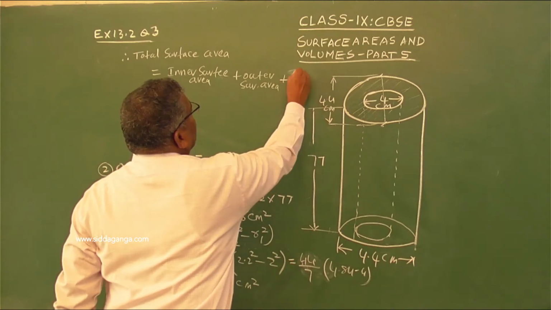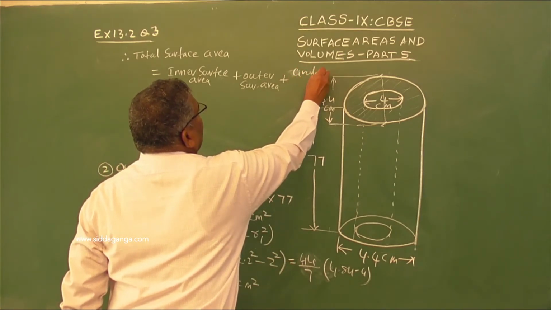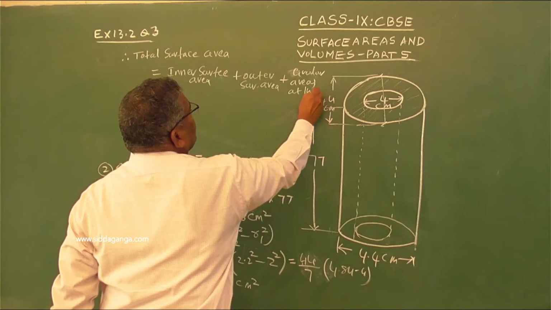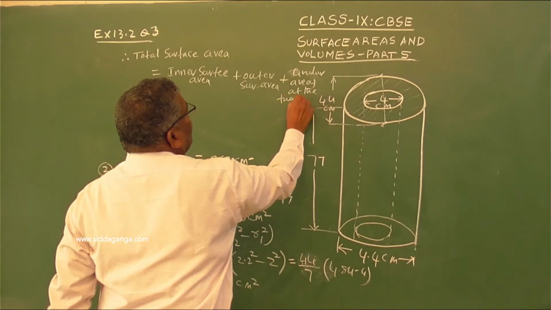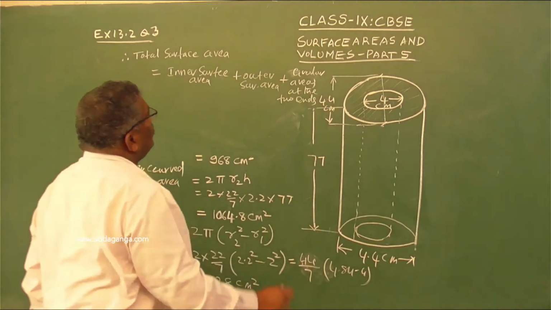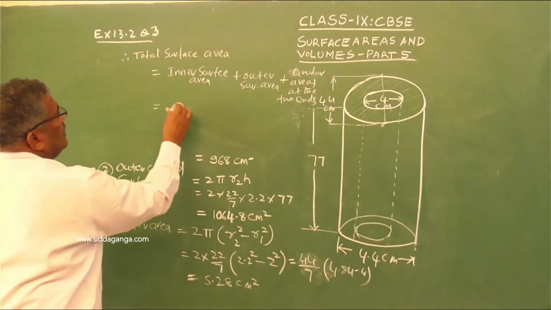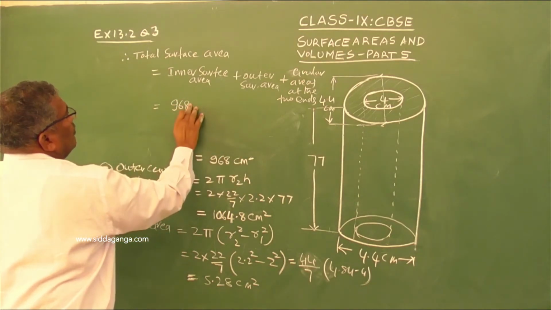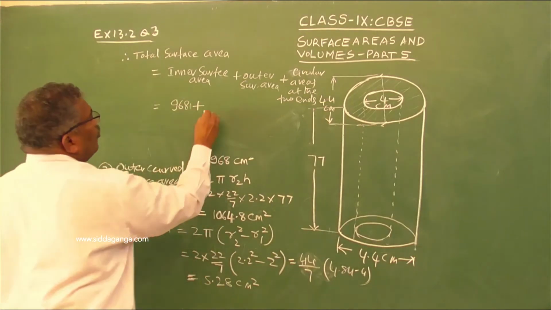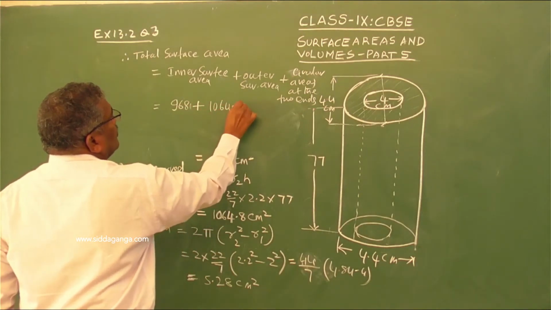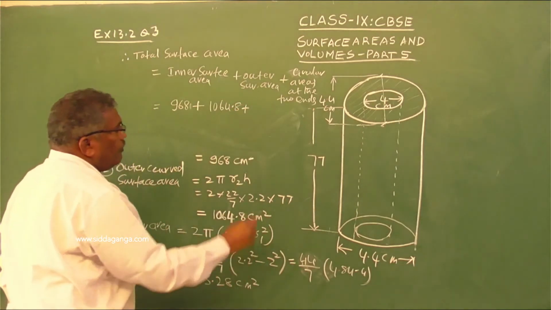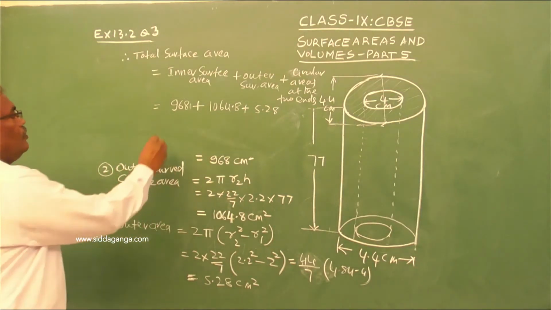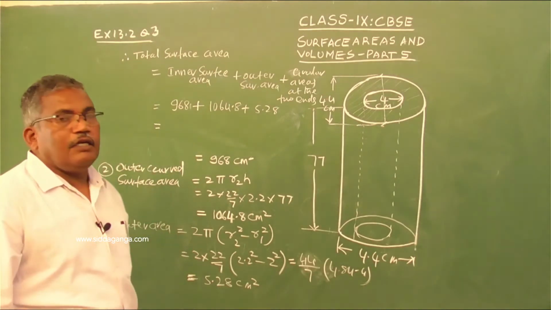2 circular areas at the 2 ends. So this equals, the first one is 968 plus second one is 1064.8 and third one is 5.28. So you add all the 3 to get the answer.